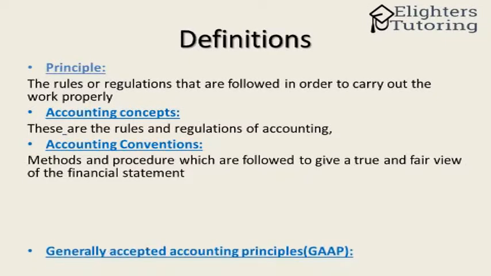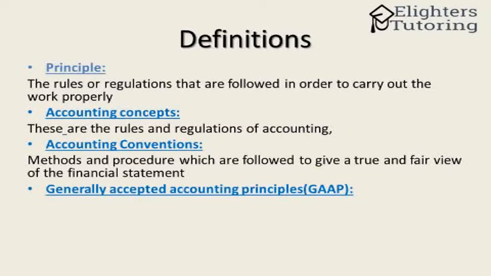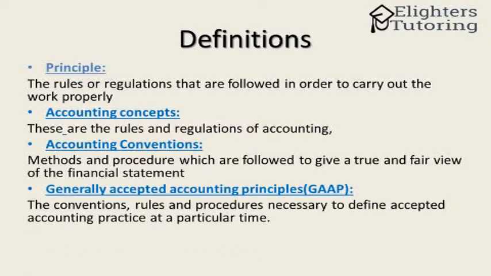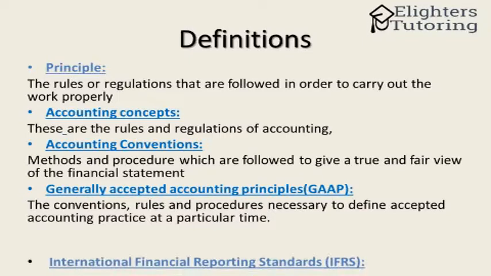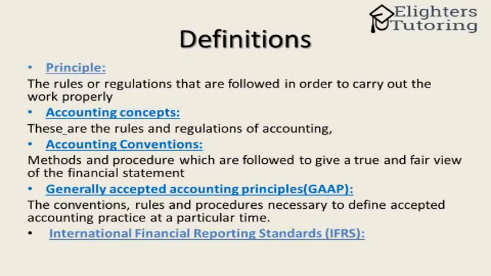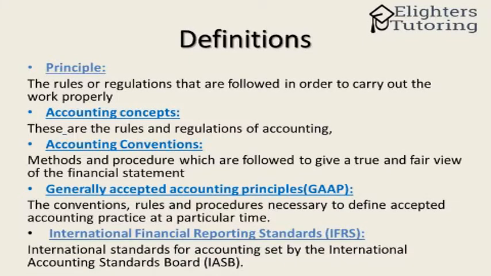We have another term, generally accepted accounting principles, and these are conventions, rules and procedures necessary to define accepted accounting practice at a particular time. Another definition that we need to check is International Financial Reporting Standard, which means international standard for accounting set by the International Accounting Standard Board. Let's go now straight to our accounting concepts and conventions.